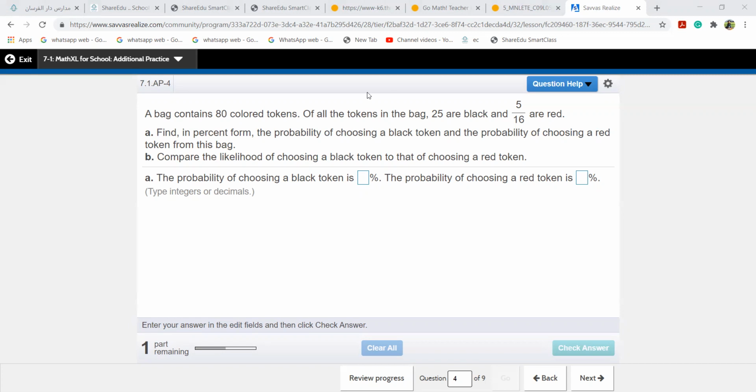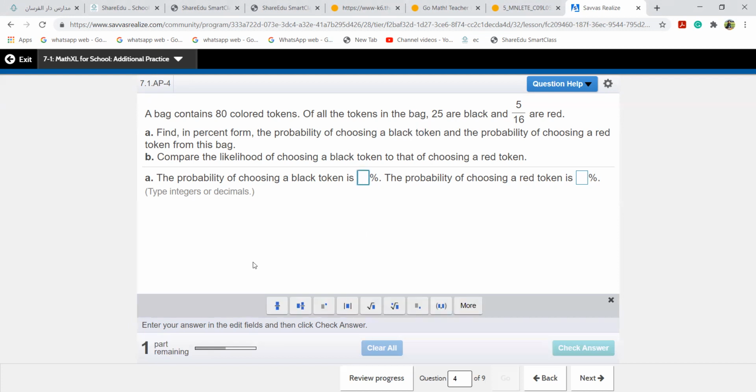A bag contains 80 colored tokens. Of all the tokens in the bag, 25 are black and 5/16 are red. If I want to choose a black token, of course, I'll do 25/80. I'll write 25 in the numerator and the denominator. So tell me, 25/80 is how much?